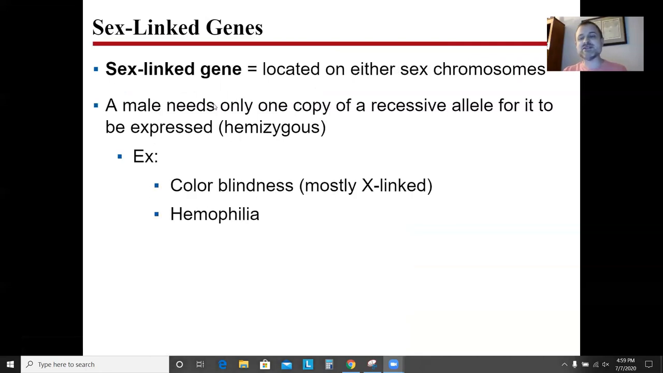Okay, so sex-linked genes, like I said, can be on either chromosome, but usually they're on the X chromosome because that's more common. This term hemizygous: boys only have one X chromosome. So Mendel's whole rule of you have two copies of each gene doesn't apply here if you're a boy, because you only have one X, you only have one copy of the gene. Color blindness, hemophilia, we're going to go through examples of these when I see you in class. But this is a bit of an exception because we have to consider, is the individual a boy or girl, do they have one X or two X's?